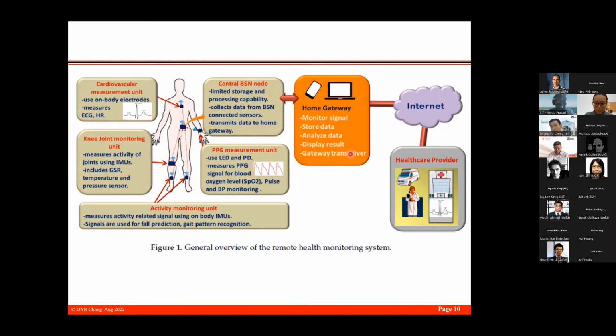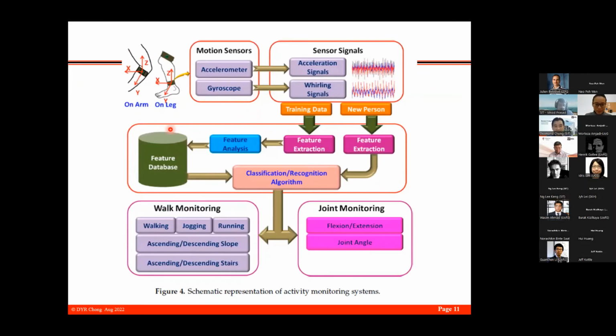But of course, nowadays people are talking about tele-rehabilitation, right? So telemedicine, sorry. So you'll be transmitting all this data through the internet, and that's where the healthcare providers, in hospitals and the clinics, are able to view all the various important signatures and signs that you're capturing from the body.